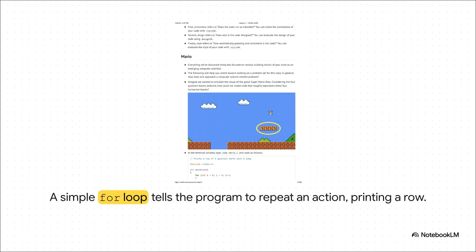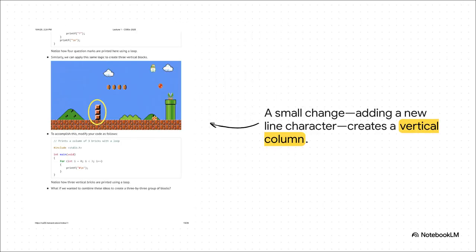Using a simple for loop, we can tell the program to run one action 4 times. In this case, that action is just print a question mark. And the result? We get a perfect row of 4 blocks. Simple, right? Now watch this. With one tiny little change, just adding that new line command inside our loop, we get a completely different result. Instead of a row, we get a column. This just goes to show you how powerful even small tweaks inside a loop can be.